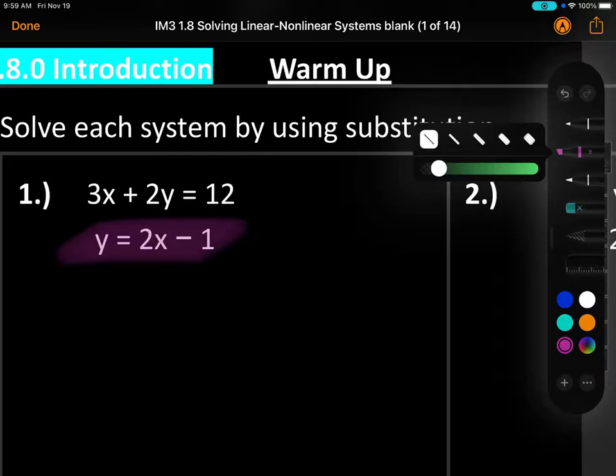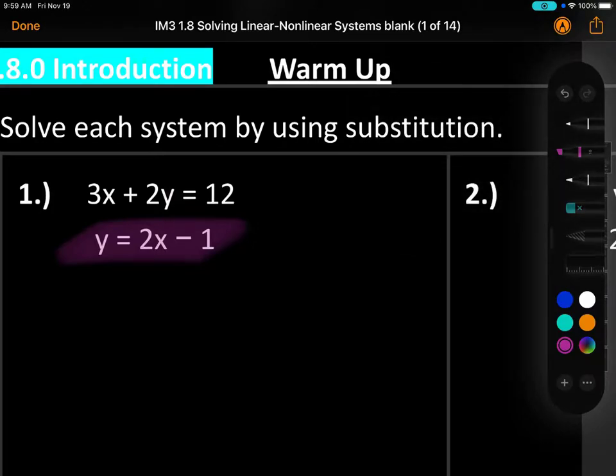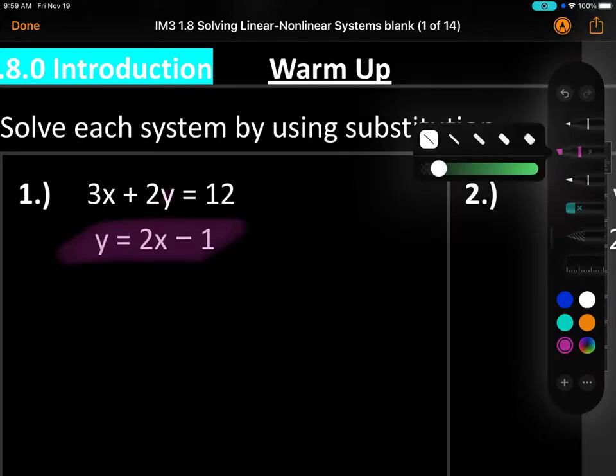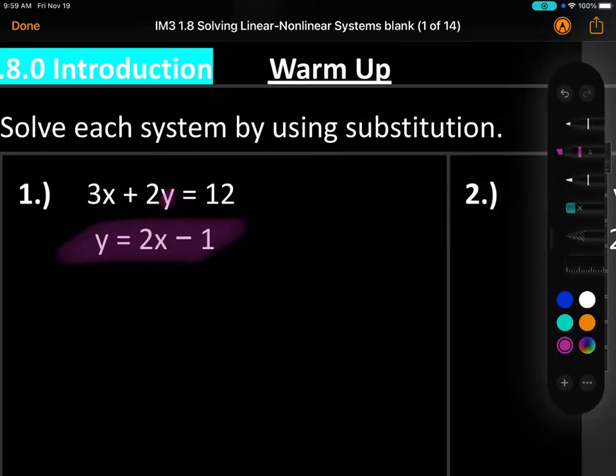Question number 1, you're going to recognize that the second equation is already solved for y, what I highlighted here in pink. You see the variable y is by itself, it says y equals. Well, I'm going to put that into the first equation. We're going to do a substitution. 3x plus 2 times (2x minus 1). So basically, instead of writing y, I wrote 2x minus 1.